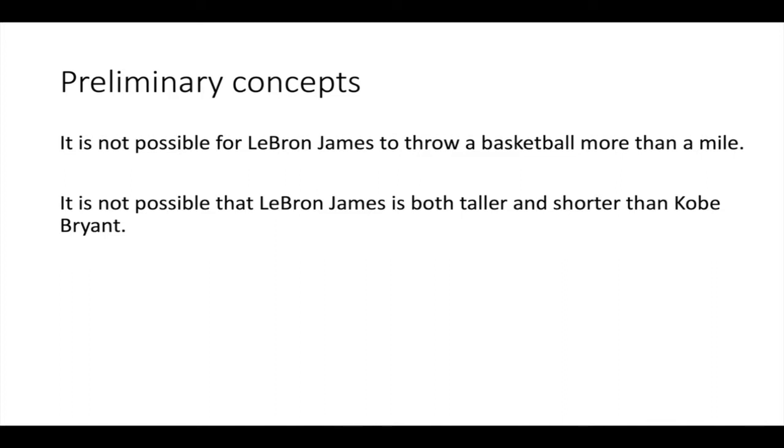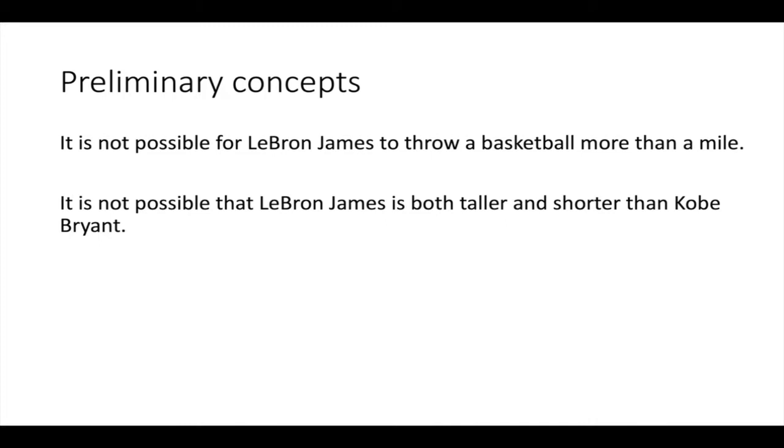Well, the first one, it is not possible for LeBron James to throw a basketball more than a mile, just means it's not within the laws of nature. It's not within the laws of physics for LeBron James to throw a basketball more than a mile. At least on Earth, it just doesn't work that way, given the physical laws.